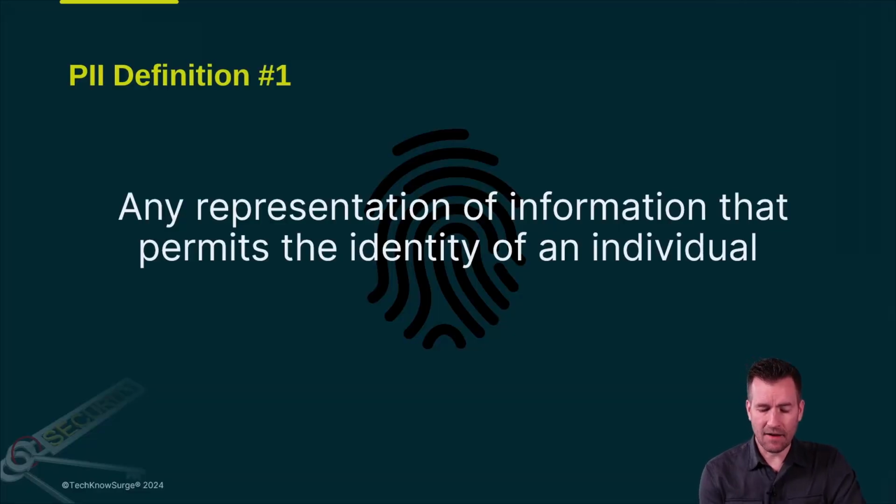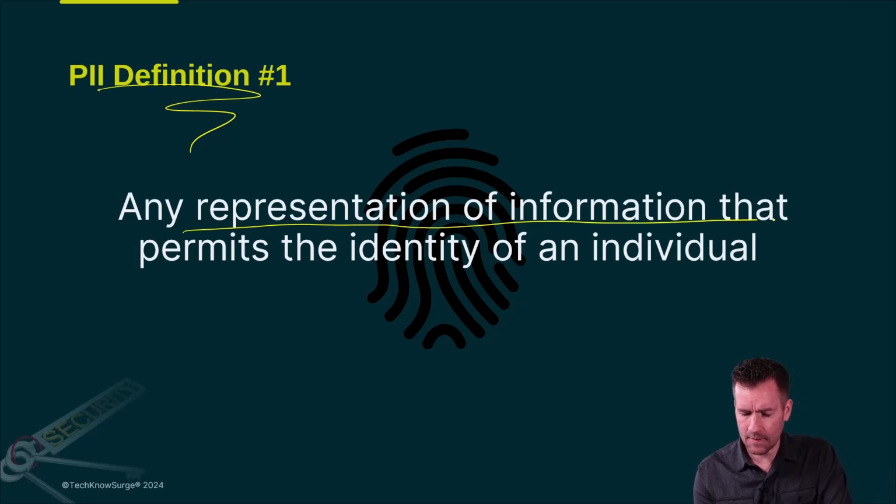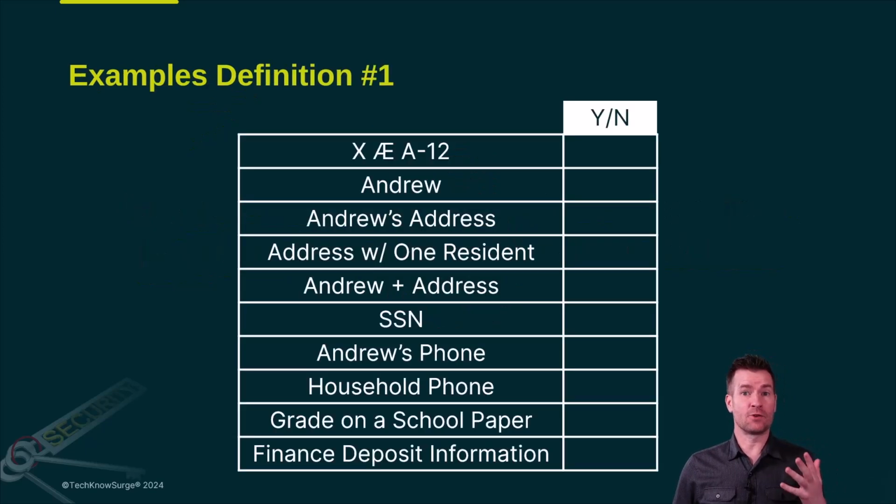So let's look at definition number one, which happens to be my favorite definition of what PII actually is. It's the most specific, and it gets to the heart of what PII is actually supposed to represent. And that is any representation of information that permits the identity of an individual. So we identify a specific individual. Now, the best way to really drive home what this definition means is by looking at some real-world examples.